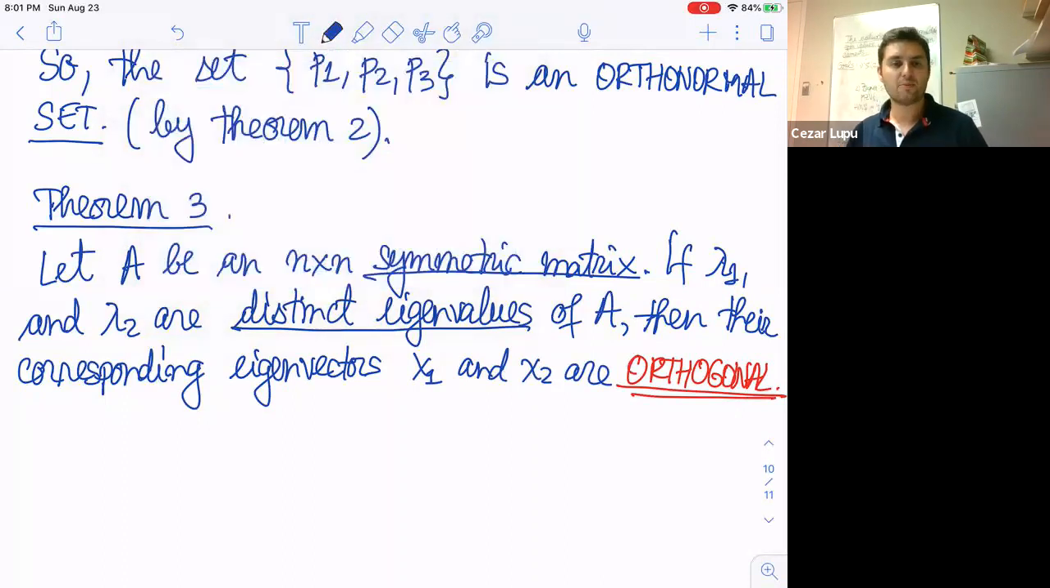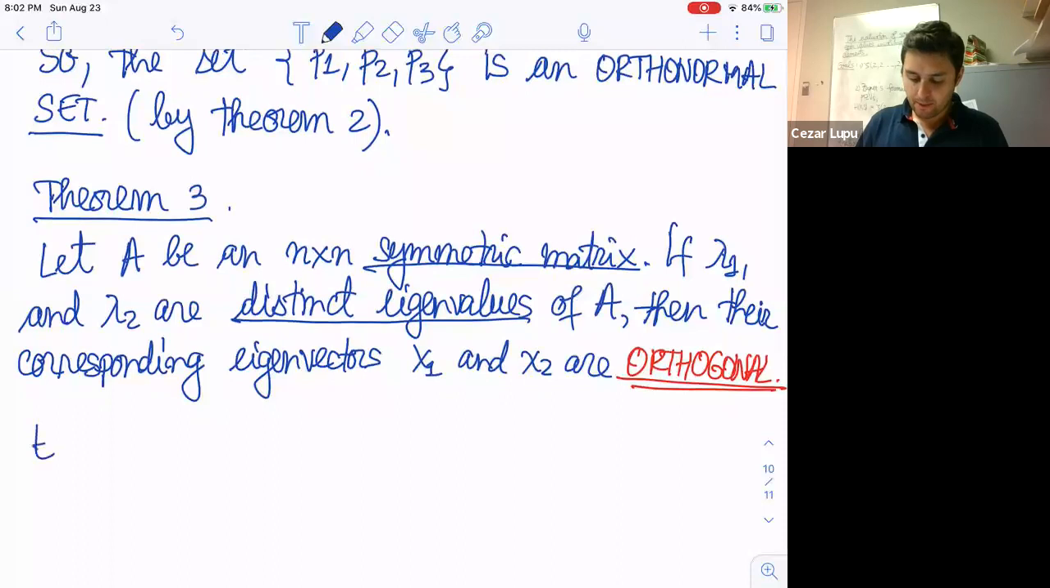Basically, I have a symmetric matrix, and the eigenvectors corresponding to distinct eigenvalues of my symmetric matrix are orthogonal. The proof of this is not hard, but I don't want to get into the details. We just write the definition, use the properties of the dot product, use the fact that A is symmetric, and it's just computations, and it follows from there.